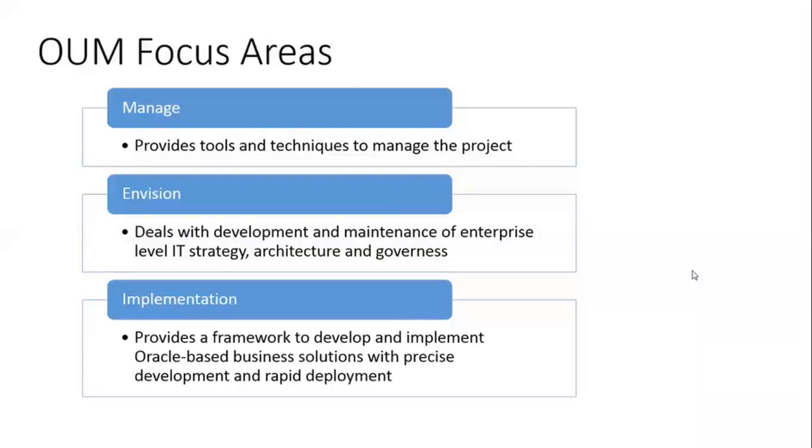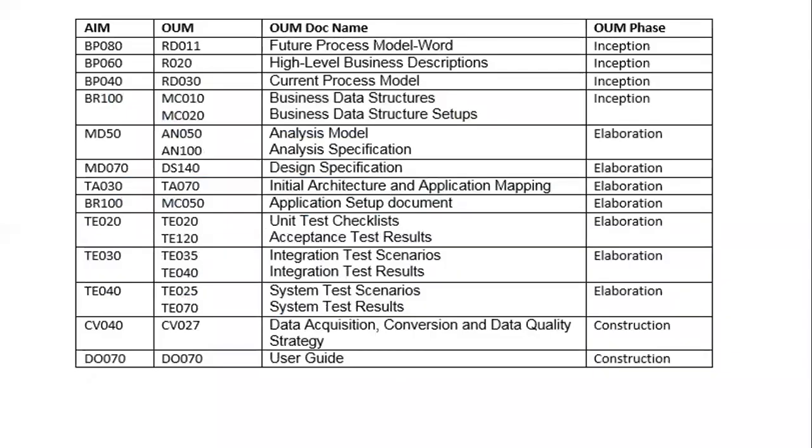These are all the options over here. So in implementation, we are going to use frameworks to develop and implement Oracle-based business, and we'll be following this OEM methodology. I'm just giving the comparison between the AIM documentation, whatever AIM documents we used to have, and what is the alternative document in the OEM methodology, the name of that particular OEM document, and exactly in which phase we are using that particular document. Are we using it in the inception phase, elaboration, or construction phase? Exactly in which phase we are using that.